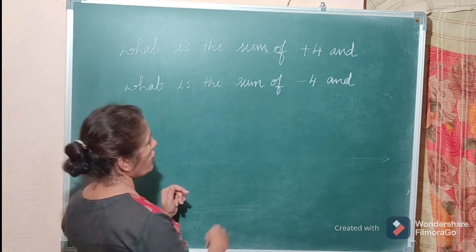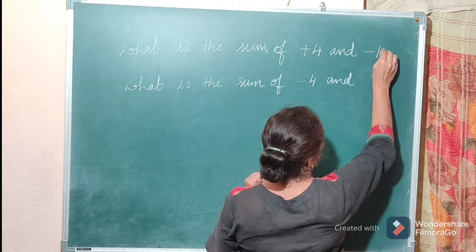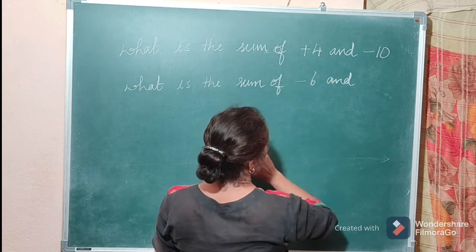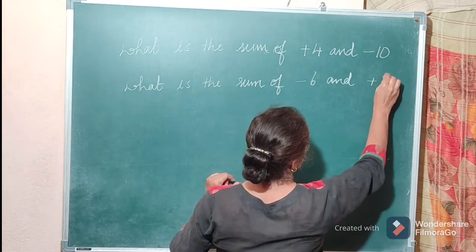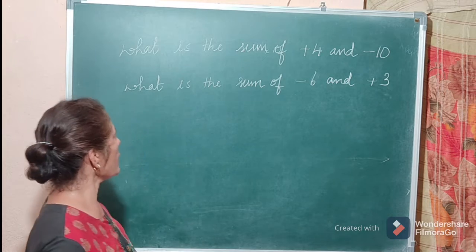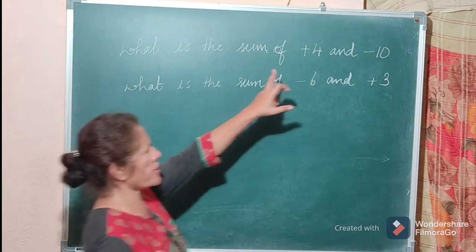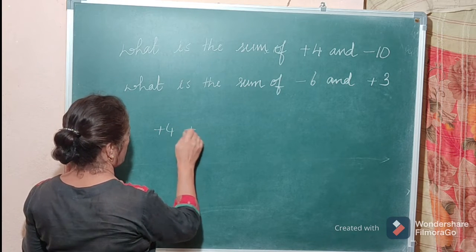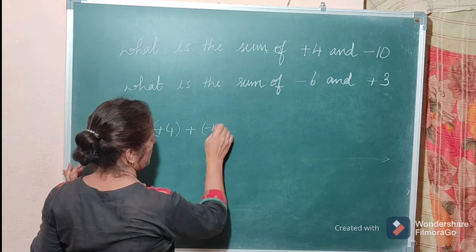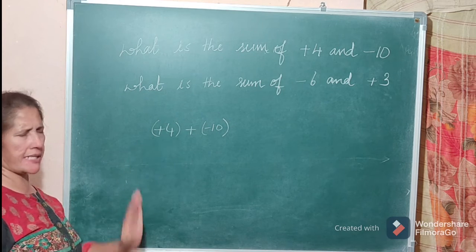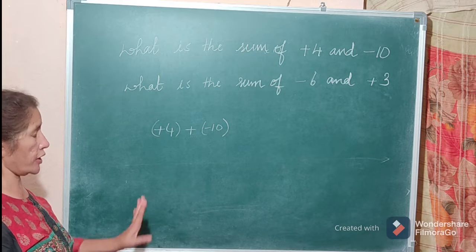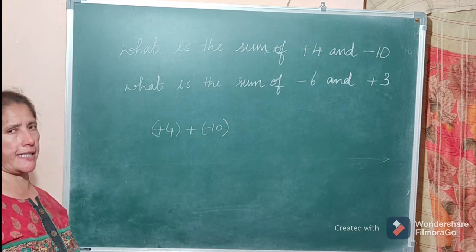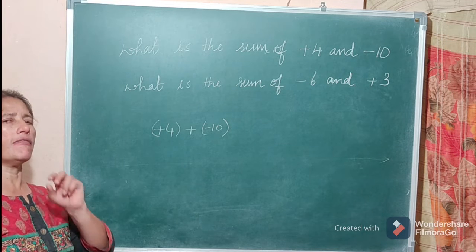What is the sum of plus 4 and minus 10? And what is the sum of minus 6 and plus 3? Let us see. One is positive, one is negative. Sum plus 4 plus minus 10. I put it in brackets because there are different signs. No problem even if you don't put it. But understand, you are adding two numbers of different signs. One is positive, one is negative.